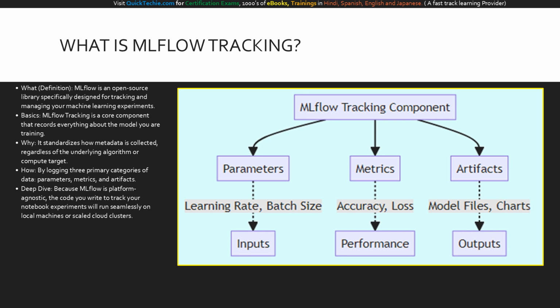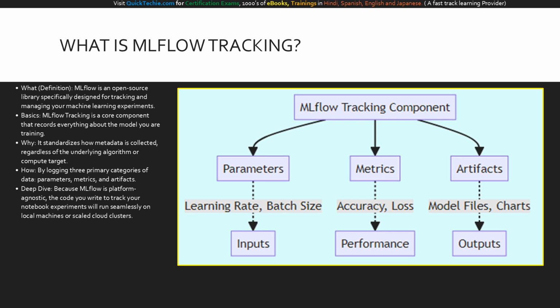It categorizes this information into three distinct pillars: parameters, metrics, and artifacts. Parameters are your inputs, things like batch size or learning rate. Metrics are your outputs, like your accuracy or your loss curve over time. Artifacts are the tangible files produced, such as the actual serialized model or generated evaluation charts. By capturing these three pillars, MLflow provides a holistic, 360-degree view of every single training attempt you make.